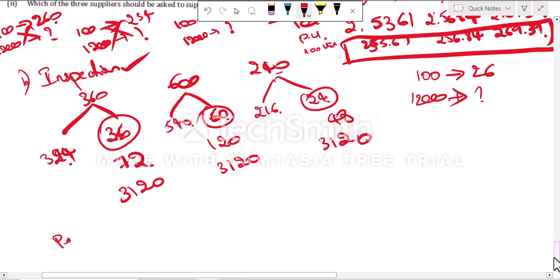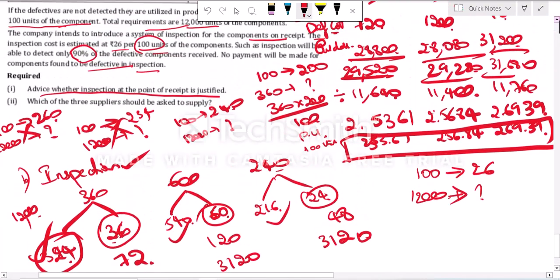Next, purchase price. For how many goods do they need to pay the purchase price? Out of 12,000, how many goods? They need not pay for the defective ones, so 12,000 minus 324. For 11,676 goods they need to pay the purchase price. How much is the purchase price? We will go up and see.